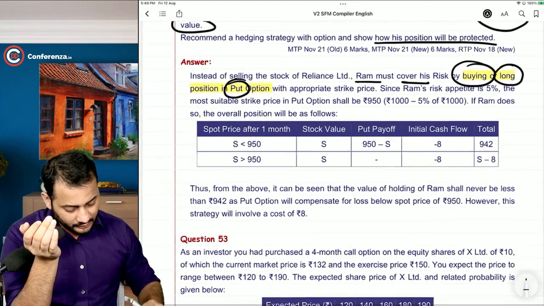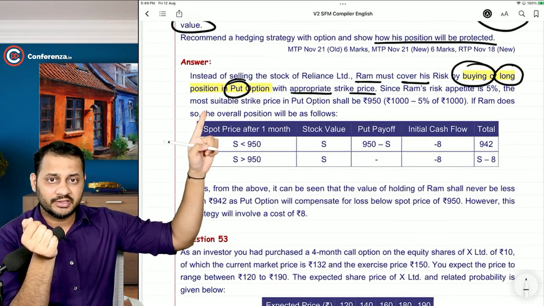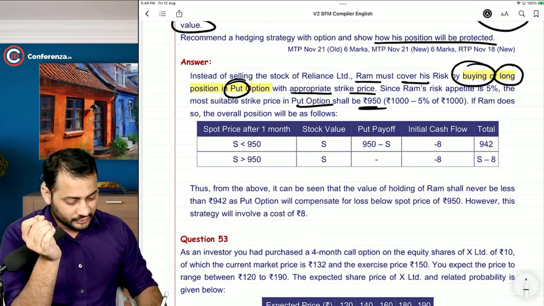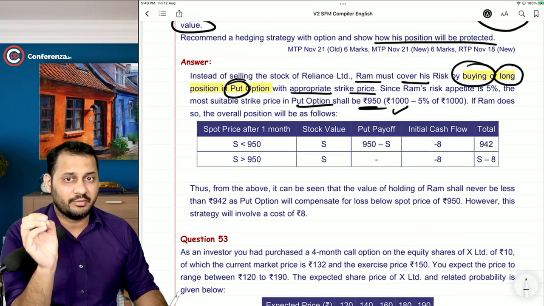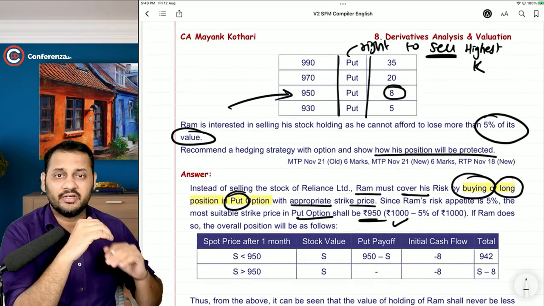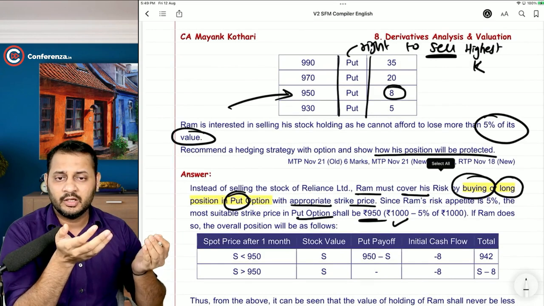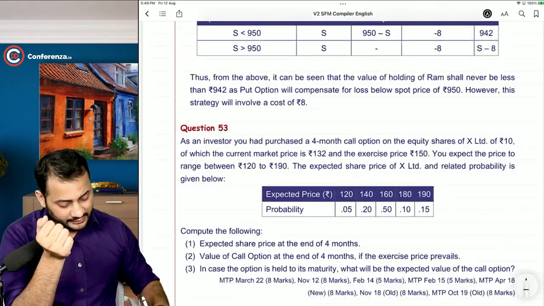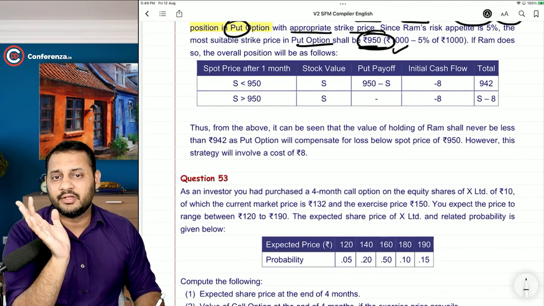Now, with an appropriate strike price, since Ram's risk appetite is 5%, the most suitable strike price in the put option shall be 950, because he's ready to afford a loss of a maximum of 5%. So 1000 minus 5% is 950. He needs 950 at any cost. Nothing below that is acceptable. Obviously, you can go up to 970 or 990, but you will have to pay more premium in that case. So let's assume that he is buying the put option at 950.